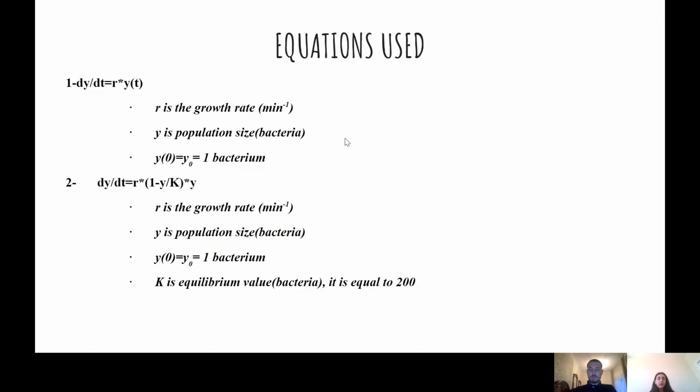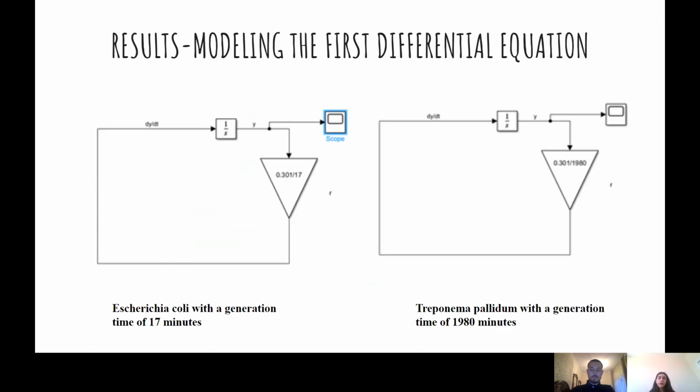And just a side note, there is an inverse relation between growth rate and generation time, where the higher the growth rate, the lower the generation time. And we're going to see these in our plots right now. And here are the Simulink models for the first differential equation. Here's the results.